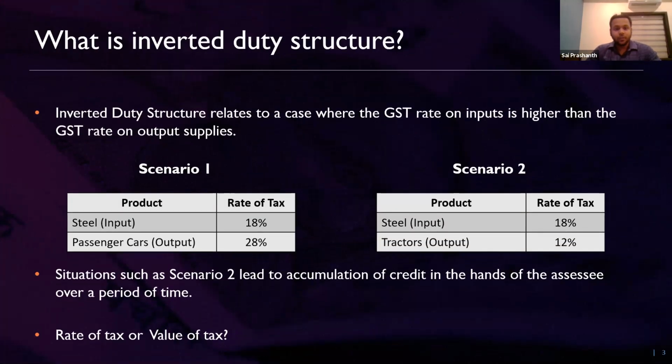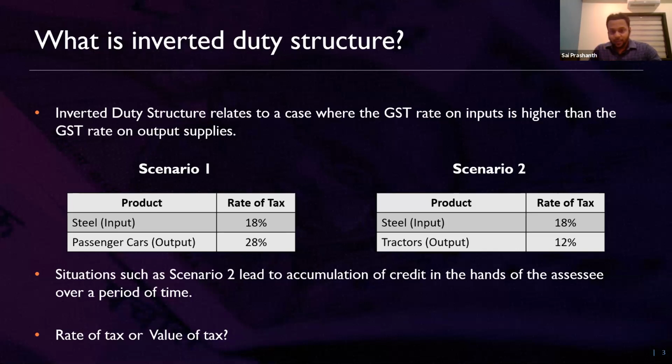So what is inverted duty structure? Inverted duty structure, in layman's terms, means when the input rate is higher than the output rate. As we all know, to manufacture anything, we will need an input. In scenario 1, if steel is required for the manufacture of a passenger car, and steel is taxed at 18% and the passenger car at 28%, then there's no problem for that manufacturer to the extent that he can use the 18% as input tax credit and set it off against his output liability on the passenger cars.